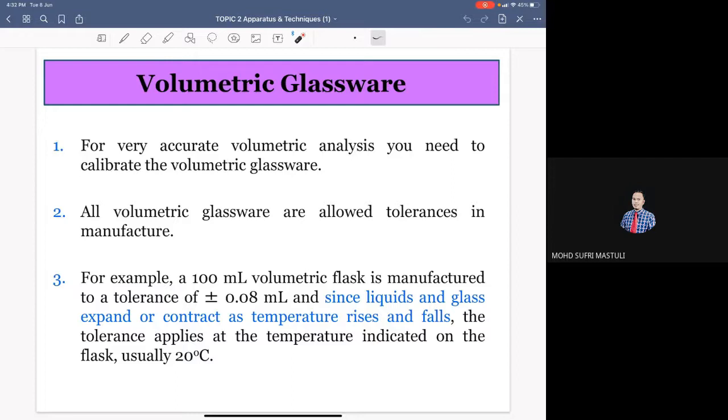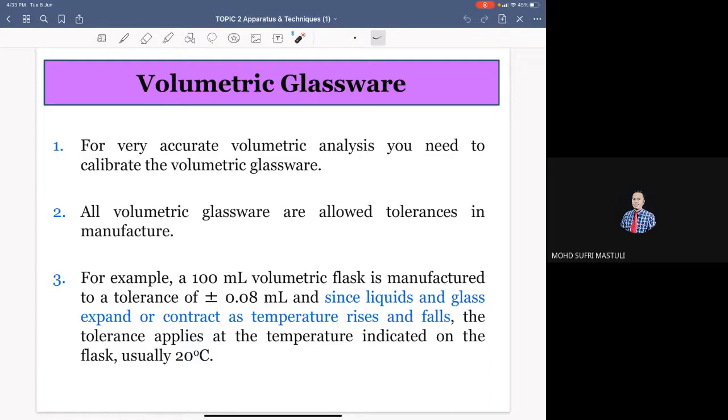In this video, we continue our lecture on topic 2, apparatus and techniques, focusing on volumetric glassware. In the previous video, we discussed the analytical balance, the equipment to measure the mass or weight of a chemical sample. This volumetric glassware will focus on measuring volume.